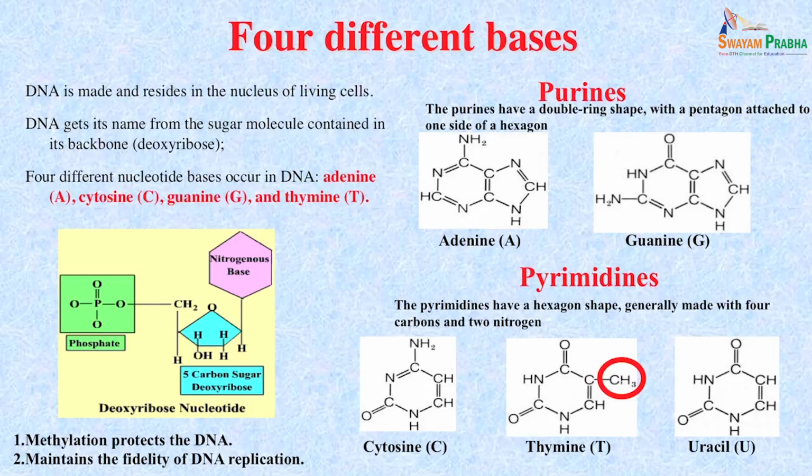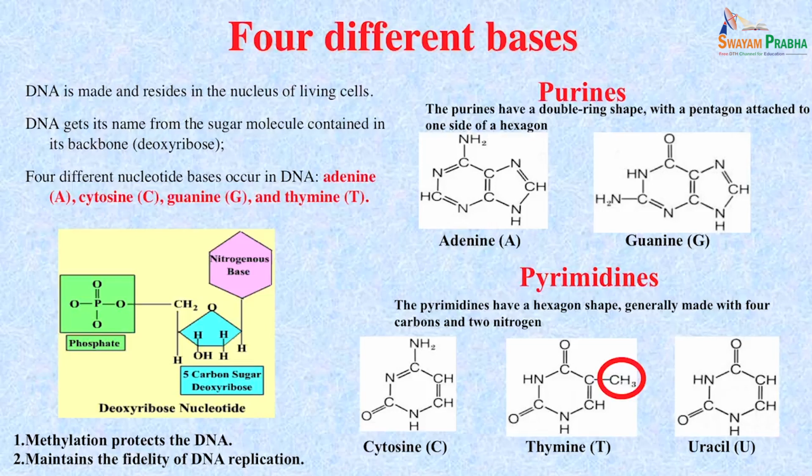In pyrimidines, they have a hexagon shape here, made generally with 4 carbons and 2 nitrogens. If you see 1, 2, 3, 4 carbons and 2 nitrogens. Cytosine is in both DNA and RNA, and the difference is between thymine and uracil. Thymine you can see in DNA and uracil you can see in RNA. Here there is one CH3 group, which is the major difference between DNA and RNA.